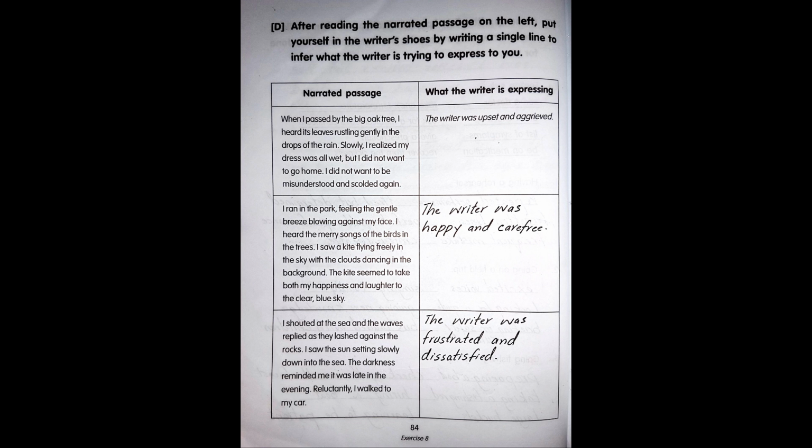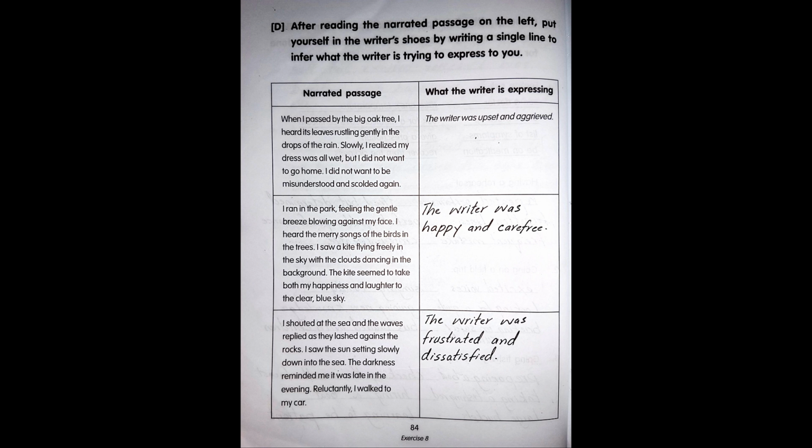Narrated passage. When I passed by the big oak tree, I heard its leaves rustling gently in the drops of the rain. Slowly I realized my dress was all wet, but I did not want to go home. I did not want to be misunderstood and scolded again. What the writer is expressing: the writer was upset and aggrieved.